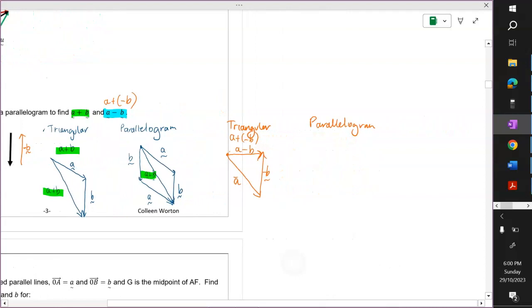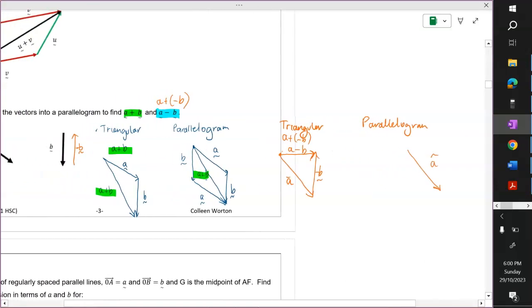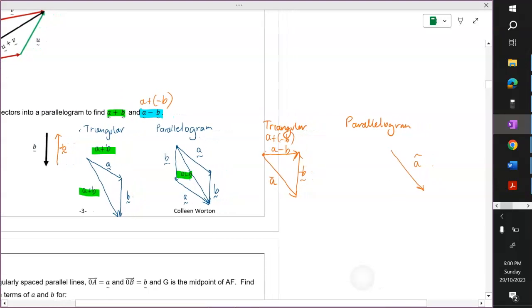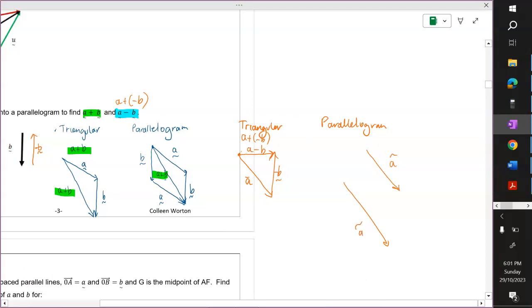Now if we look at the parallelogram method, let's draw our a vector in. So our a vector is over here. And we want to pop in our b vector, or our minus b vector. Just drawing in both of my a vectors, which is similar to what I did over here, but where my b vectors went down, my minus b vectors are going up. So they're going to need to go from here to here. That's minus b. And from there to there, that's also minus b.